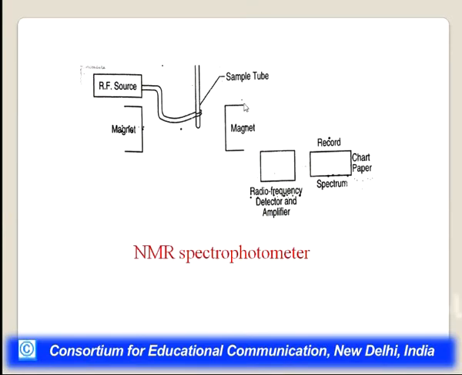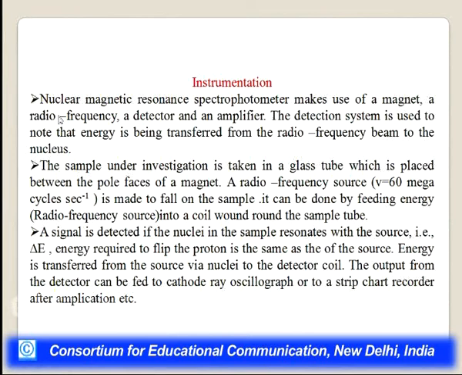This is the instrumentation of nuclear magnetic resonance, a graphical representation. Here you can see these are the magnets, this is the radio frequency source, and this is the sample tube in which you have to take the organic compound. This is the amplifier, recorder, and spectrum, a simple graphical representation. A nuclear magnetic resonance spectrophotometer makes use of a magnet, a radio frequency source, a detector and an amplifier. The detection system is used to note that energy is being transferred from the radio frequency to the nucleus.